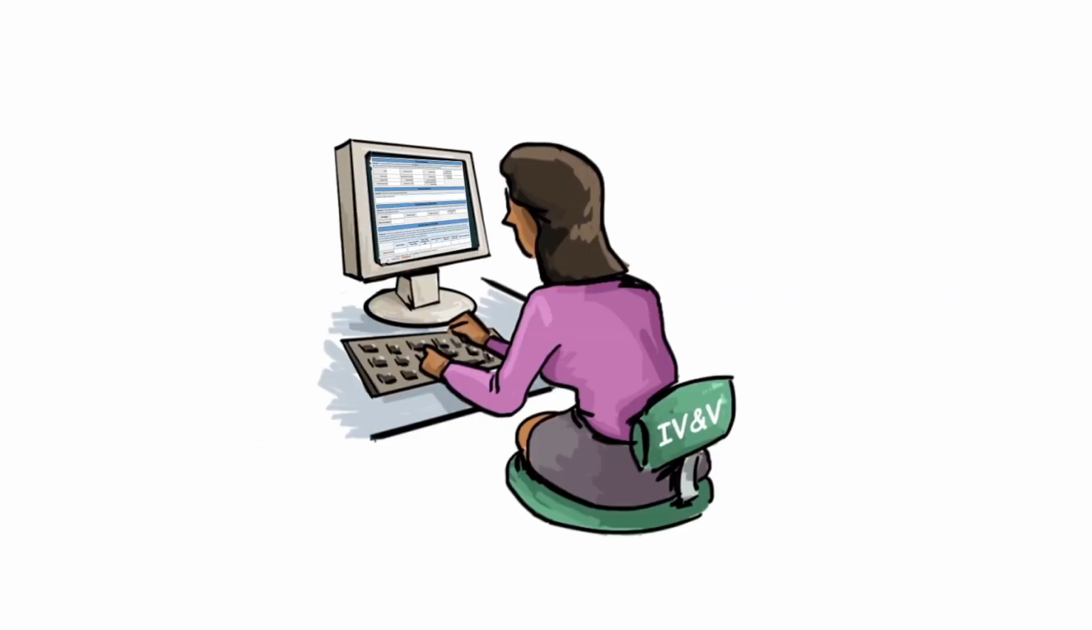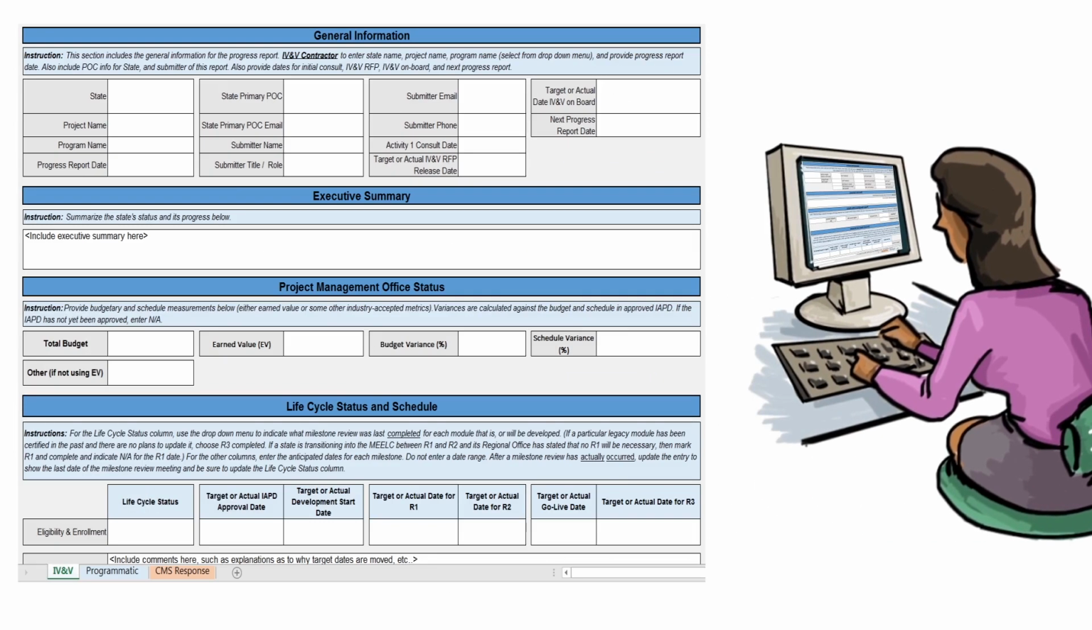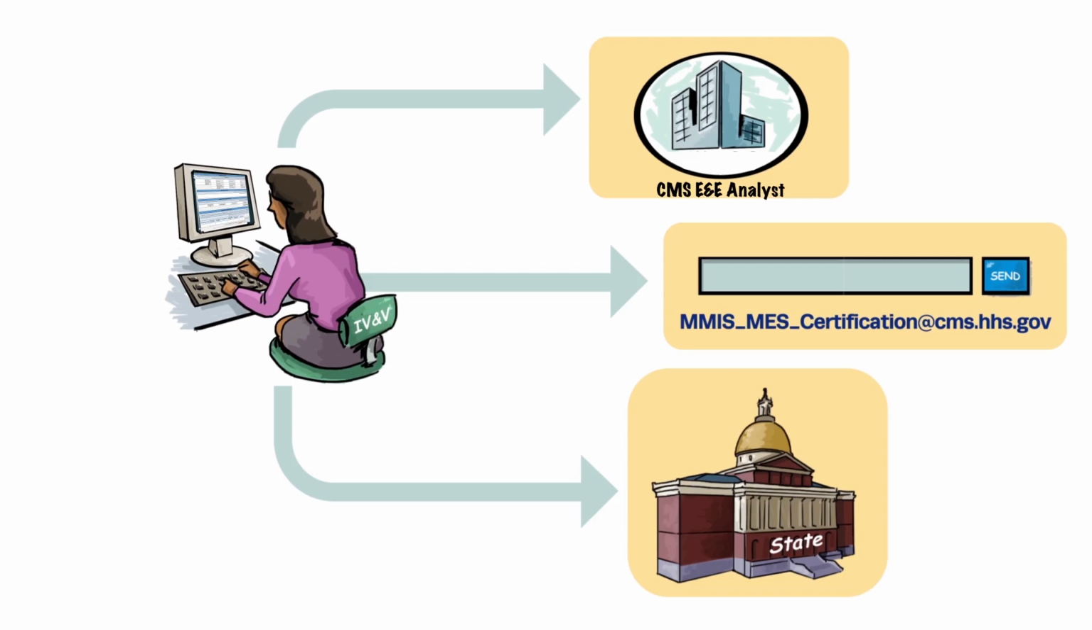The IV&V contractor then completes the reviewer sections of the checklists and completes the IV&V and programmatic tabs of the E&E IV&V progress report template. The completed checklists are appended to the report. The IV&V contractor then submits the report and checklists simultaneously to the state and to CMS.